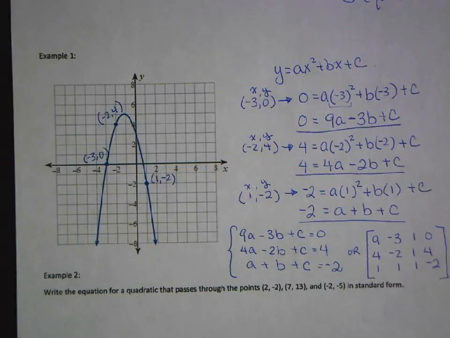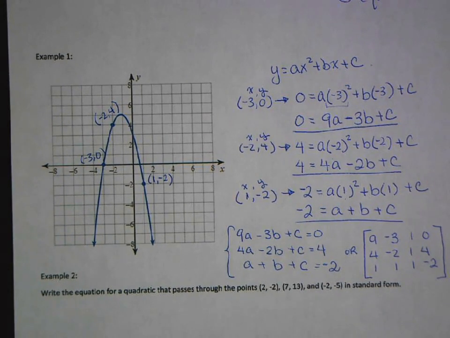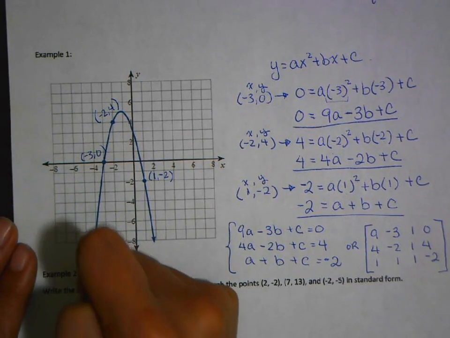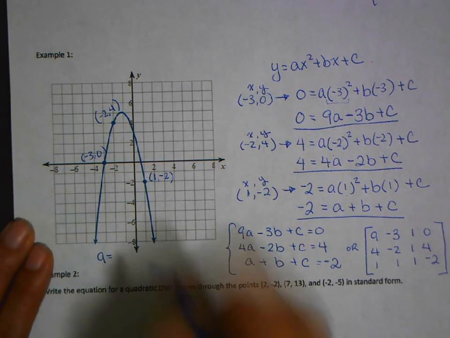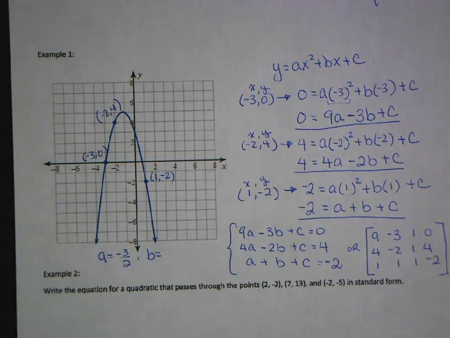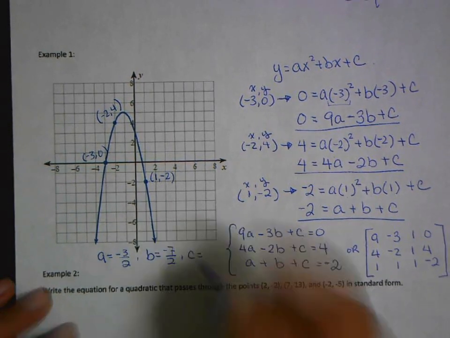When you solve it, either using a system of equations or using a matrix, you're going to get what your A equals, what your B equals, and what your C equals. And in this case, your A is actually a fraction. A equals -3/2. Fractions are okay. B equals -7/2. And then C equals 3.